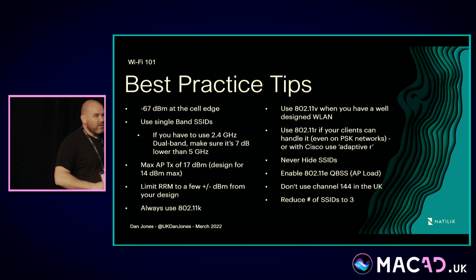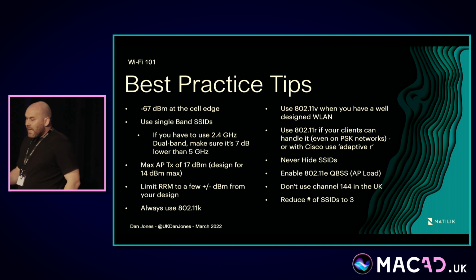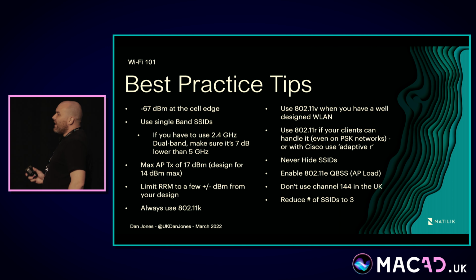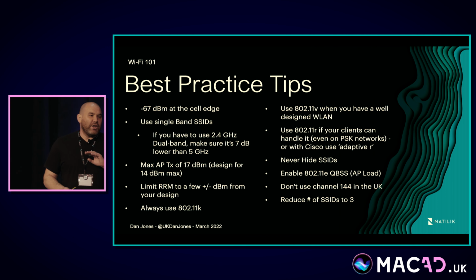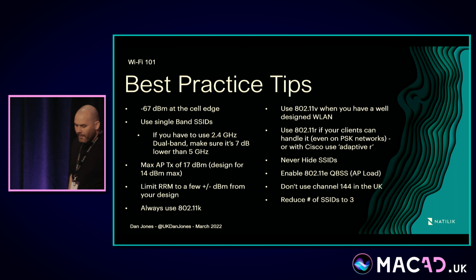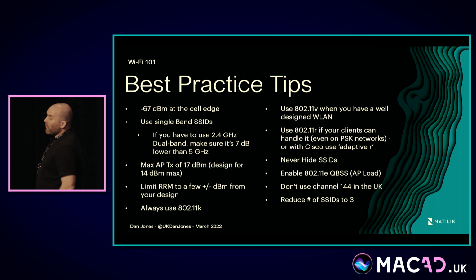Always use 802.11k, no excuse not to. Use 802.11v if you've got a well-designed network. If you go back and you find that your network is using 802.11v and you haven't had a design done, turn it off. Don't ever hide an SSID. Lots of reasons why. If you want to know, come and ask me. It's not a security thing.